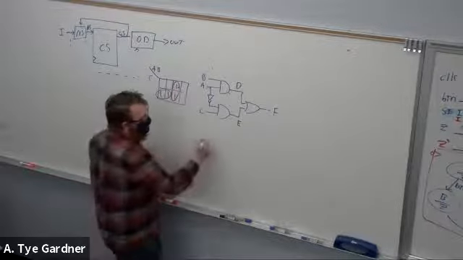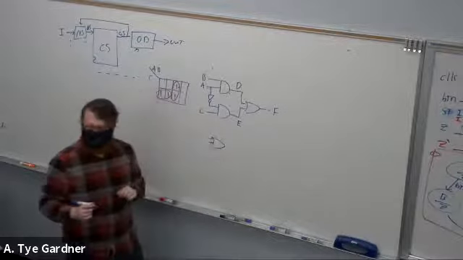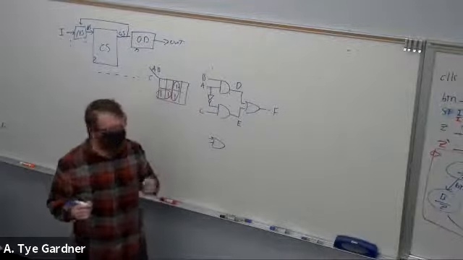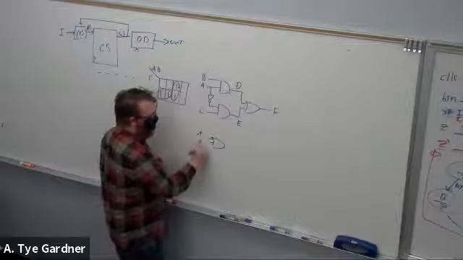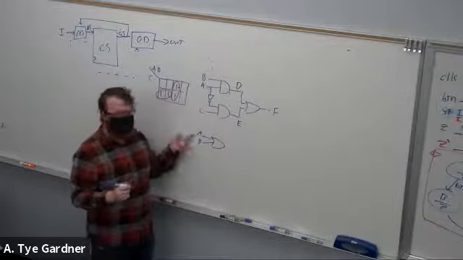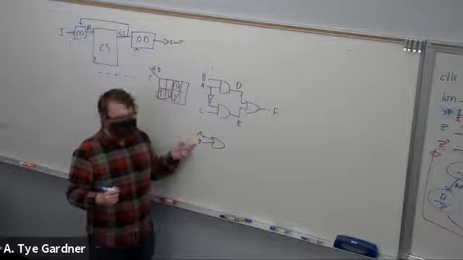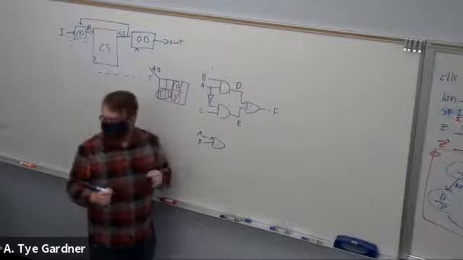Now, in an OR gate, priming the circuit is different, right? Because in an OR gate, if I had an A and B was 1, A doesn't matter, right? Because it's always going to be high. So in an OR gate, priming a circuit means 0.